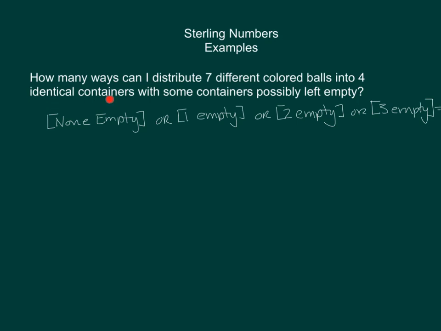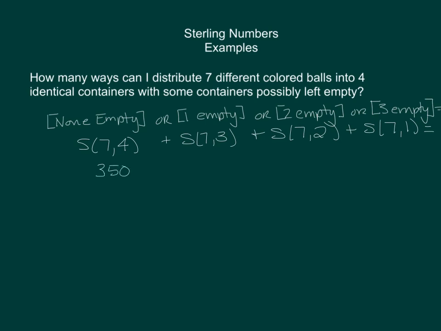So since the containers are identical, these are Stirling numbers. So none left empty, I am going to distribute 7 balls into 4 containers. Or I will distribute 7 balls into 3 containers, or 7 balls into 2 containers, or 7 balls into 1 container. I have showed you on the previous slide how to look up S of 7, 4. We can use the table to look up 301 for S of 7, 3, and then we have 63 plus 1. So this is our final answer.